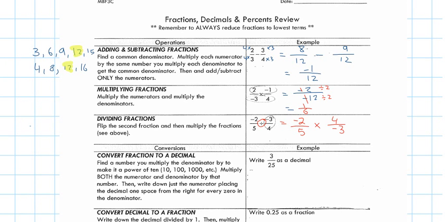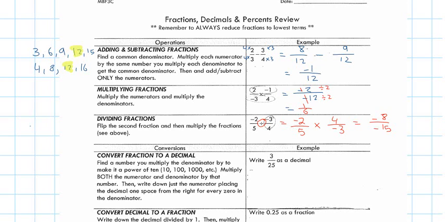Okay? Now, since it's a multiplication, what do we do? Multiply what by what? Top by top, the bottom by the bottom. Okay? So that's going to be negative 8 over negative 15. So negative over negative is positive, right? So that basically is 8 over 15.